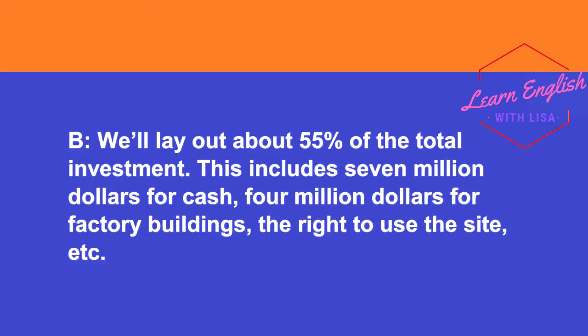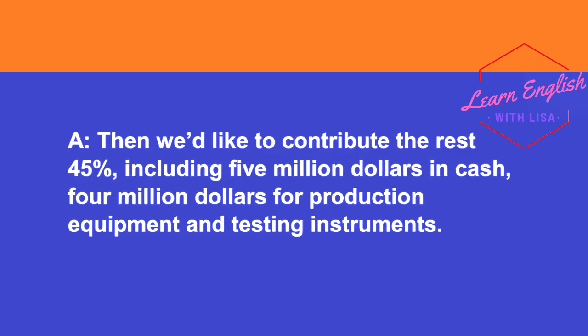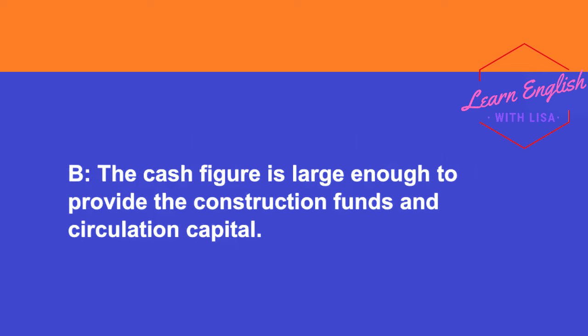This includes $7 million in cash, $4 million for factory buildings, the right to use the site, etc. Then we'd like to contribute the rest 45%, including $5 million in cash, $4 million for production equipment and testing instruments. The cash figure is large enough to provide the construction funds and circulation capital.